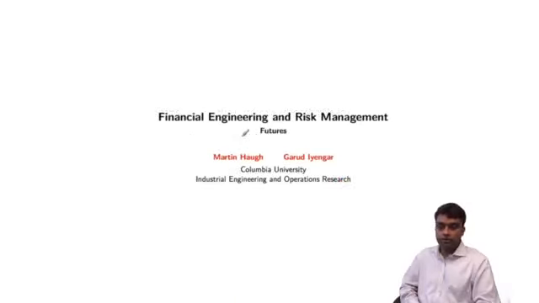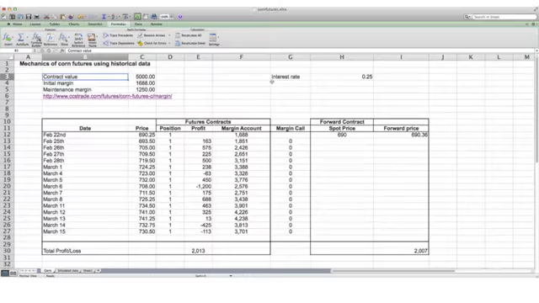In this module, we're going to introduce you to the mechanics of the margin account associated with futures contracts using an Excel spreadsheet. We're going to use both historical data and simulated data to show you all the various situations that can occur in the margin account. In this module, we're going to walk you through the mechanics of corn futures.